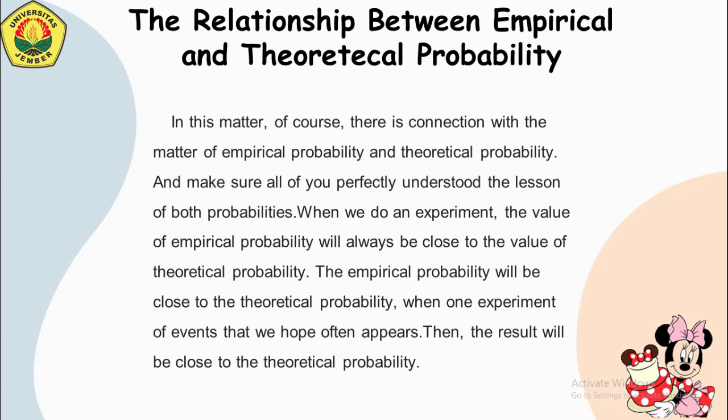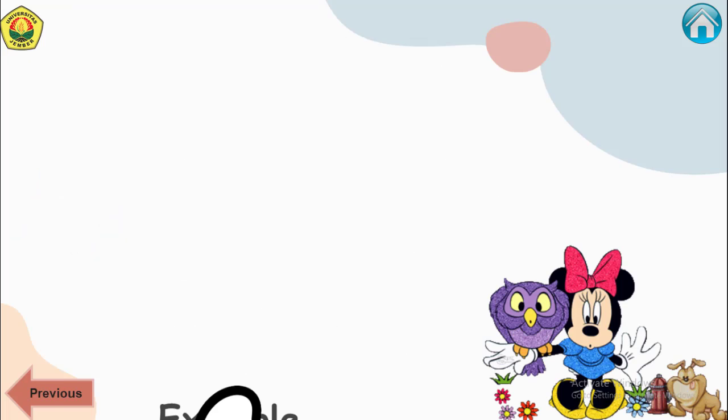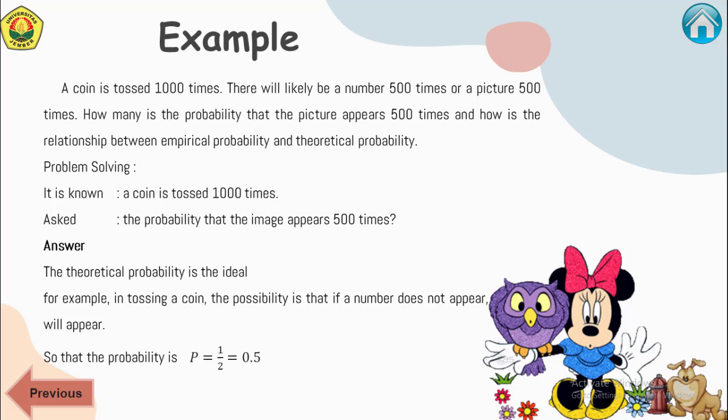To better understand, see the following example. A coin is tossed 1,000 times. There will likely be a number 500 times or a picture 500 times. What is the probability that the picture appears 500 times? And what is the relationship between empirical probability and theoretical probability?